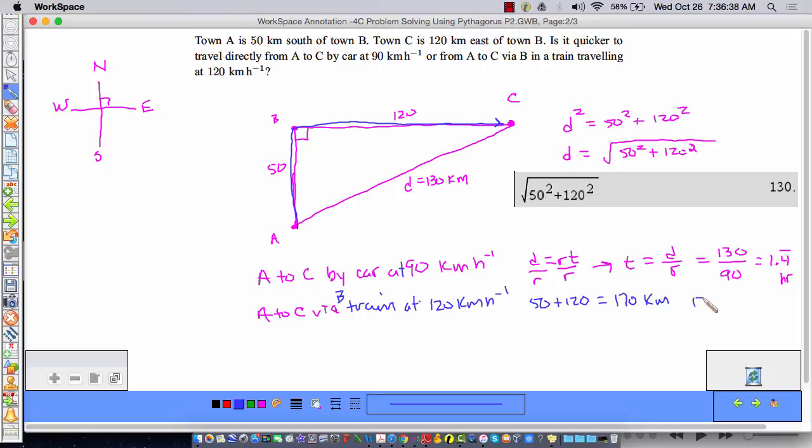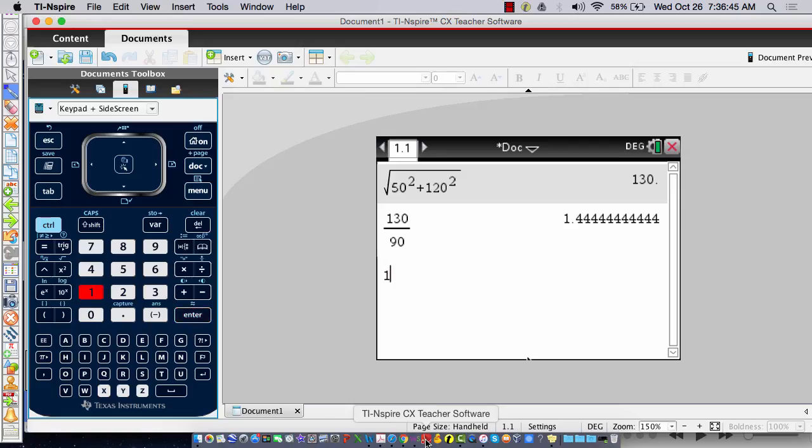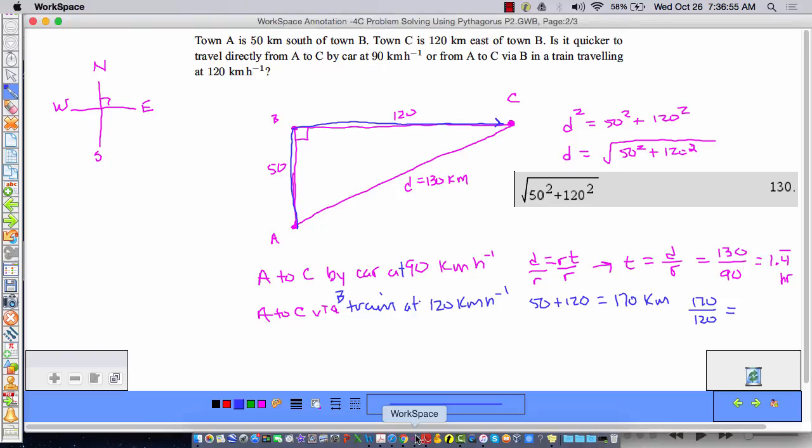Then I take that and divide it by the speed of 120. 170 divided by 120 is equal to 1.42 hours, which is less than 1.4 repeating hours. So that's 1.42 hours rounded to 3 significant figures. So the answer is A to C via B would be faster. Hopefully that wasn't too horrible.